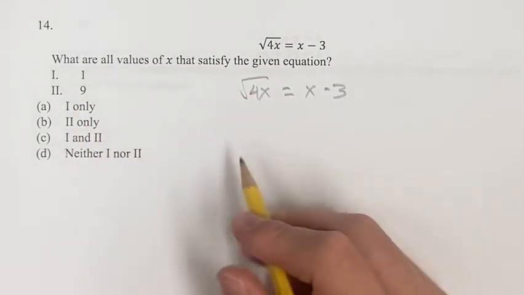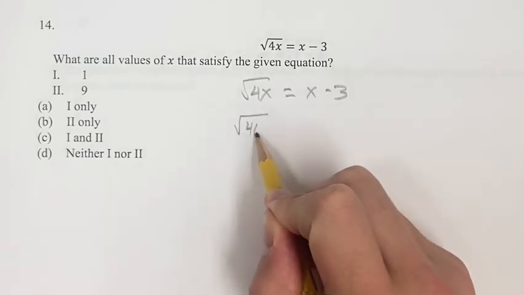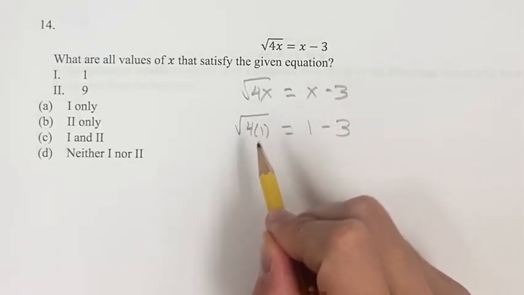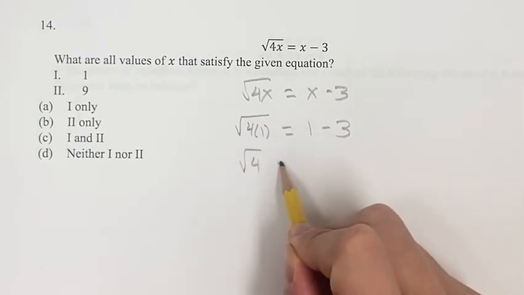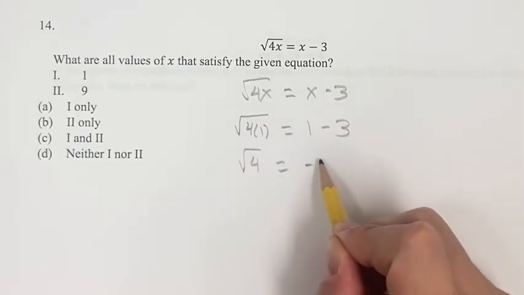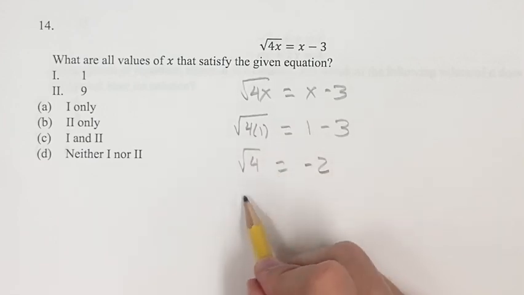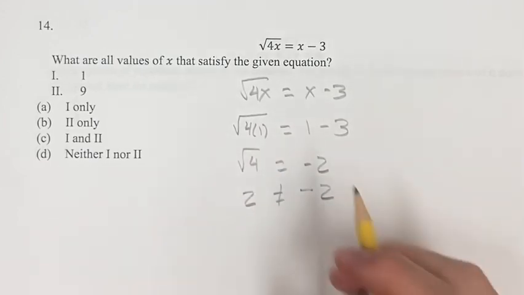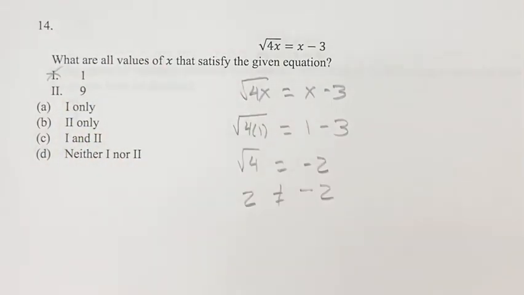So if x is 1, then we have the square root of 4 times 1 is equal to x, which is 1 minus 3. 4 times 1 is 4, so we have the square root of 4 is equal to 1 minus 3, which is negative 2. The square root of 4 is 2, is equal to negative 2. This is not true, so 1 is not a solution to the equation.